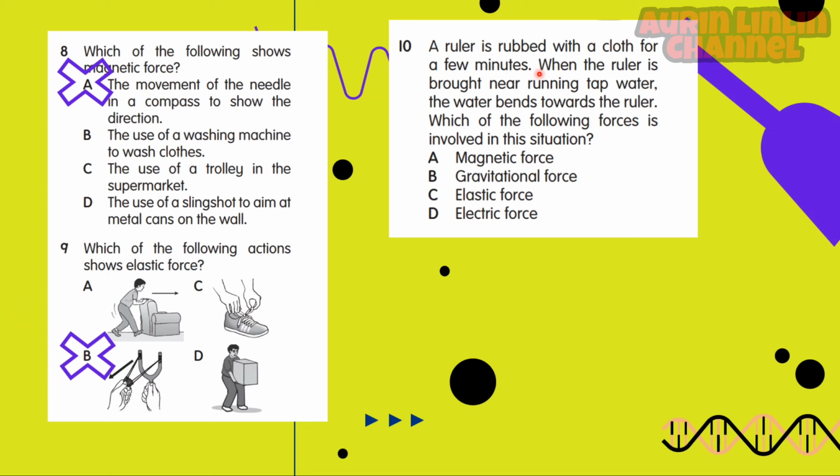Number 10. A ruler is rubbed with a cloth for a few minutes. When the ruler is brought near running tap water, the water bends toward the ruler. Which of the following forces is involved in this situation? And the answer is electric force.